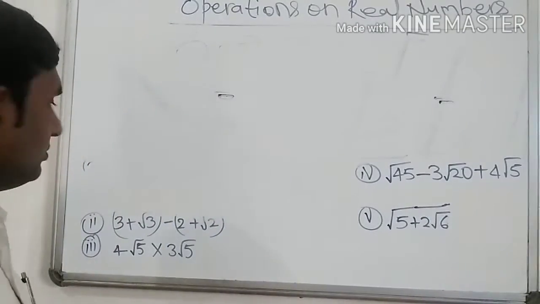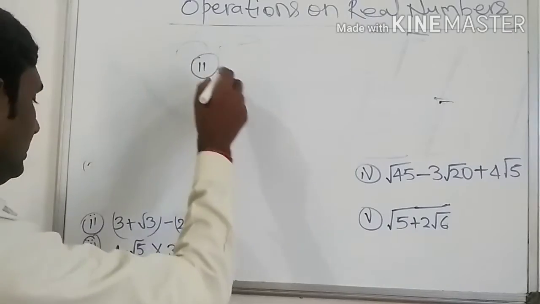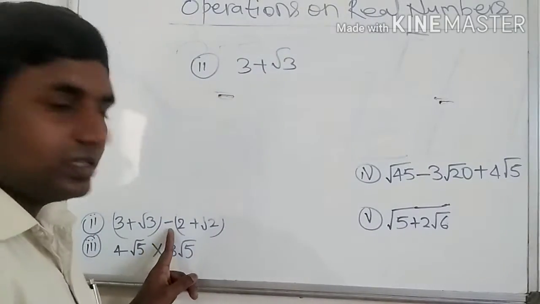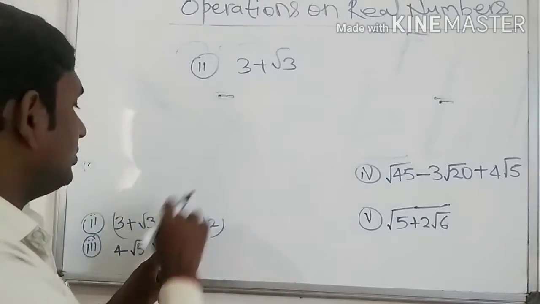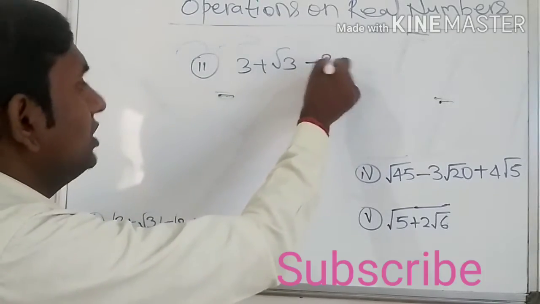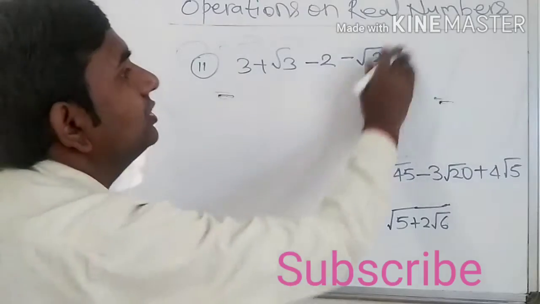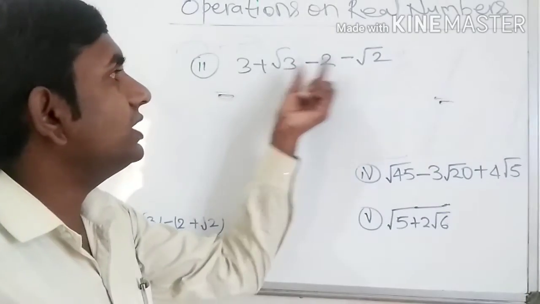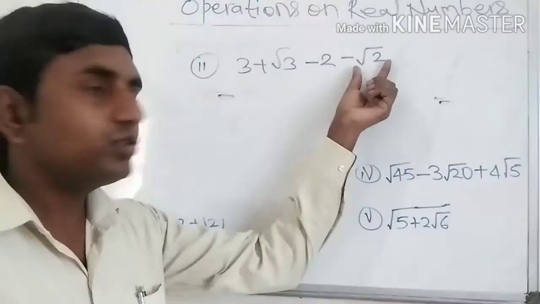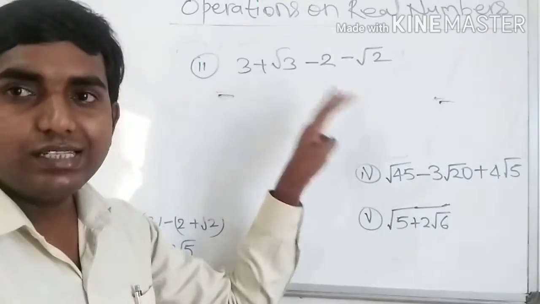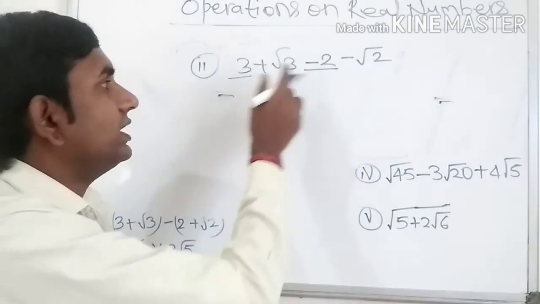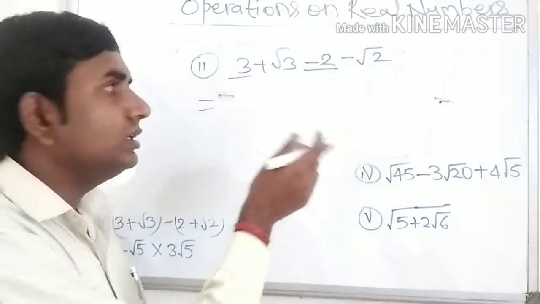Now in question number 2, it's given 3 plus under root 3. If we remove this bracket, there is a negative sign given, so we have to multiply it, and it becomes minus 2 and minus under root 2. Here we have under root 3 and under root 2, which are unlike, so we have to write them as they are, but here we have minus 2 and minus 3. Both are rational numbers, so we can add and subtract.